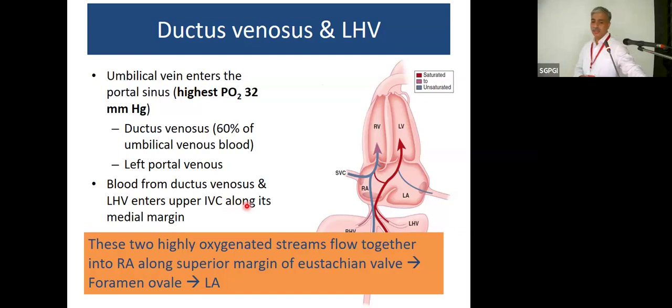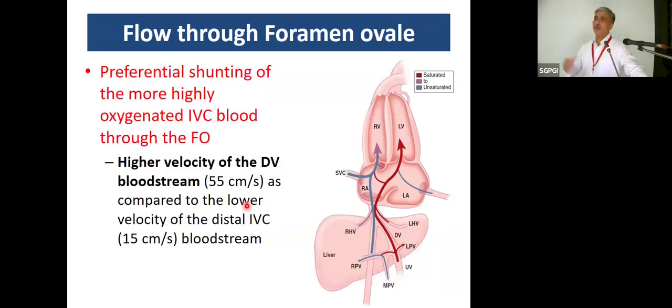These two highly oxygenated blood streams flow together into the RA along the superior margin of the septum wall, go along into the foramen ovale and reach the left atrium and thereafter into the left ventricle. Why is it happening? One is this flow pattern, this anatomical benefit that the fetus has to streamline the flow towards the LA, as well as the speed of the flow is much higher. It is said that the high velocity of the ductus venosus flow, which is almost to the tune of 55 centimeter per second, led this streaming of blood happening into the LA and thereafter into the LV.